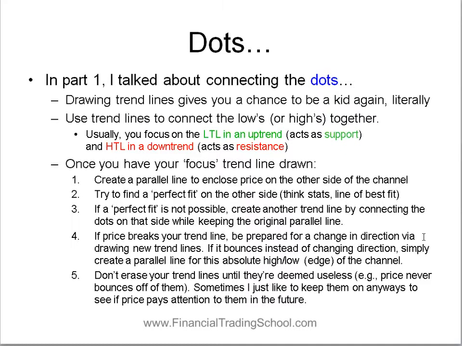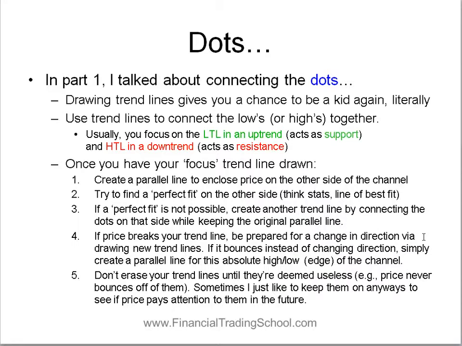So in Part 1 we were talking about connecting the dots, and basically when you're drawing trend lines this gives you a chance to be a kid again. Literally, because you're using trend lines to connect the lows or the highs together. So keep note, this is connecting the lows to another low and the high to another high. You're not connecting the highs to the lows together. You're not going diagonally, you're just going on the same side.